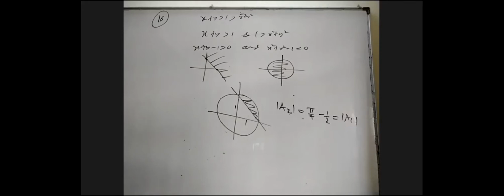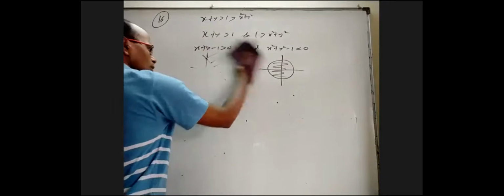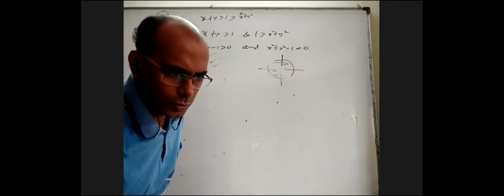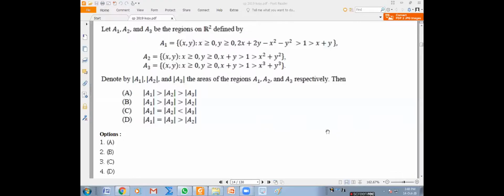All right. Let us see what is A3 here. Okay, here the third part, I have to take x plus y greater than equal to 1 and 1 greater than x cube plus y cube, which is x plus y greater than equal to 1 and x cube plus y cube less than 1.